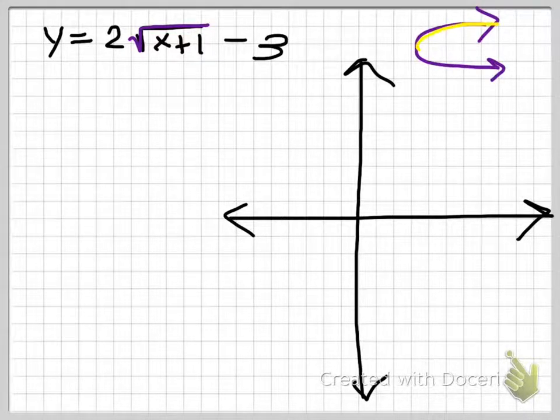So we're only keeping either the upper half, so we'd have a square root graph that looks like this, or the lower half, we have a square root graph like this.